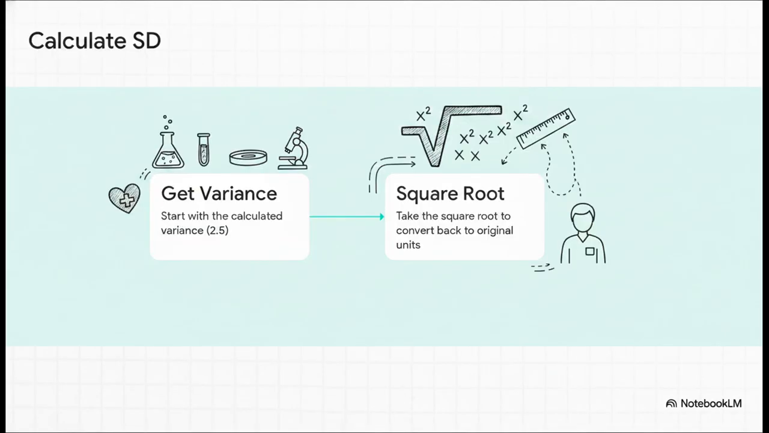We've got to return to reality. To basically undo the squaring we did earlier and bring our number back to the original units of our patient's labs, we just take the square root of the variance. The square root of 2.5 leaves us with a very usable 1.58. And that number, my friends, is exactly our standard deviation.